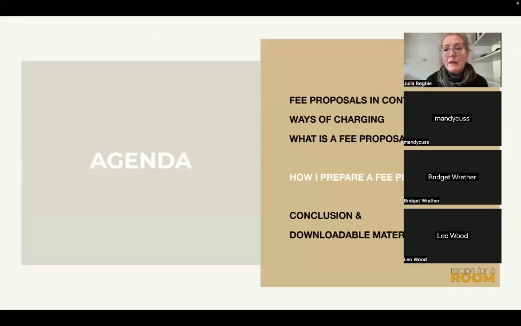So the agenda for the presentation is I'm going to begin by building a foundation of theory. This is probably stuff that you already know, but I just want to make sure that we're all on the same page, so that we're keeping consistent terminology before I get into the actual nitty-gritty. So setting the scene first, and then I'm going to talk you through how I prepare a fee proposal. And I've got some documentation that I've made to demonstrate this. And I'm also really happy to share these documents with you too. So I hope you'll find those useful.